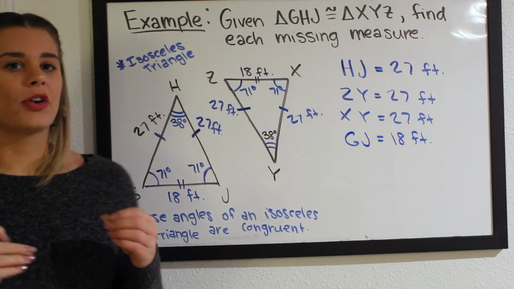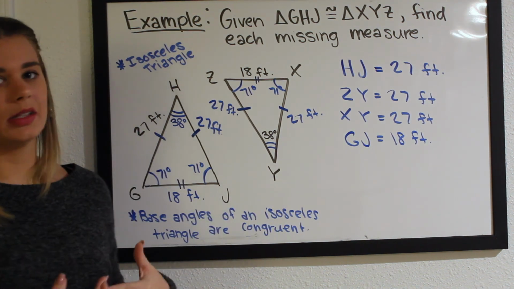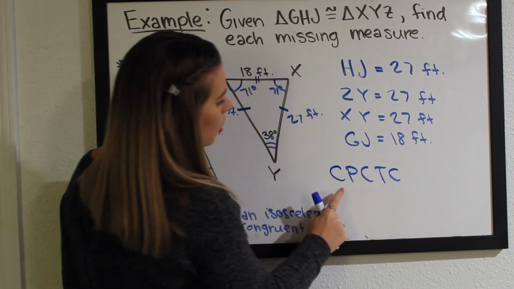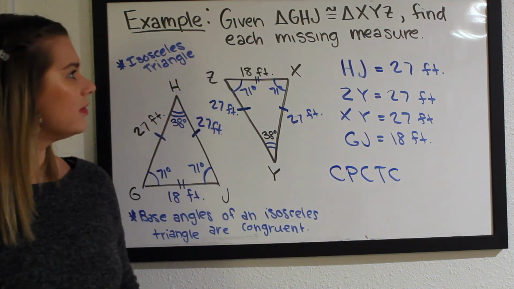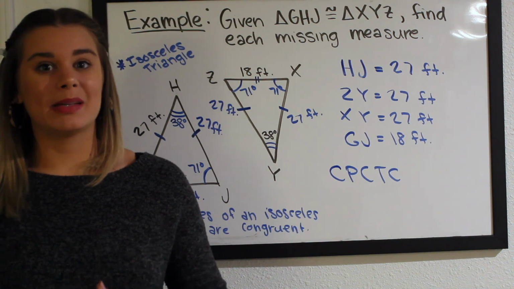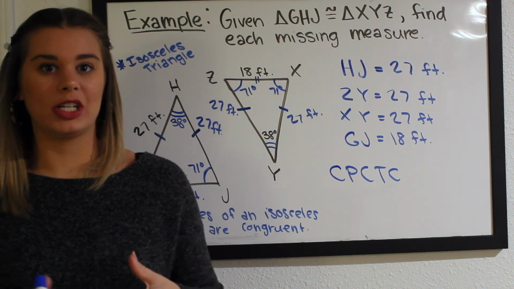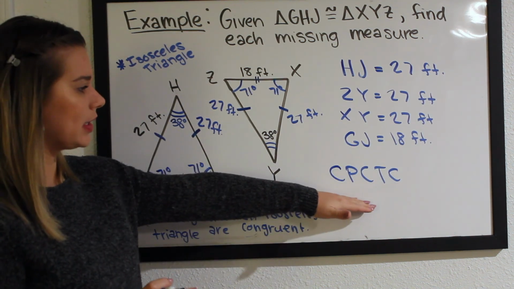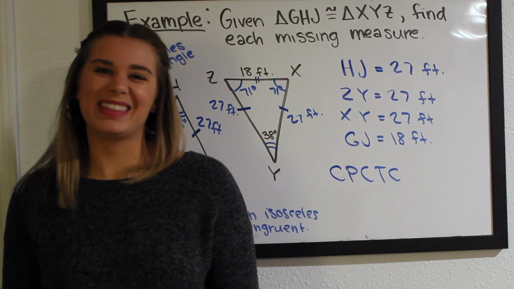Notice for each of these, I was able to solve it because I was using the property of CPCTC: corresponding parts of congruent triangles are congruent. That is it for today's video. There will be some more complicated problems that you'll probably come across where you have to set up equations, but everything comes down to the same idea, where corresponding parts of congruent triangles are congruent. All right, that's it.